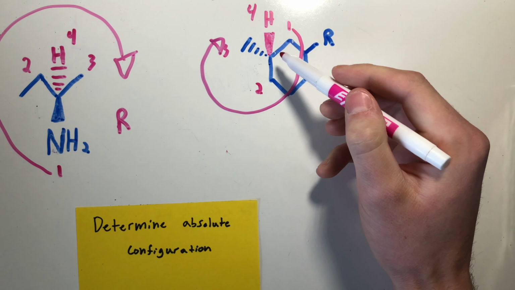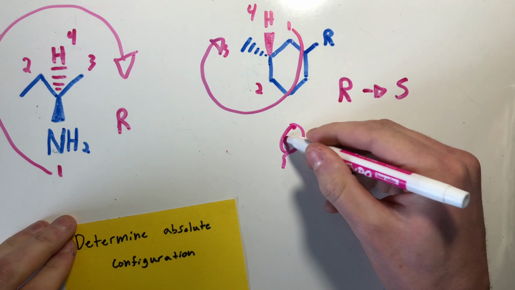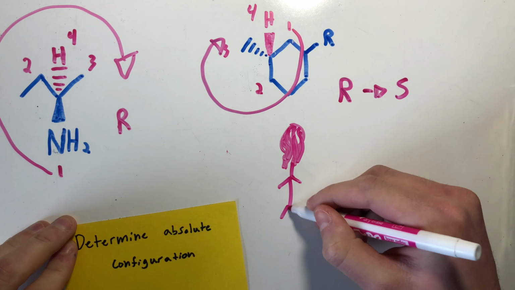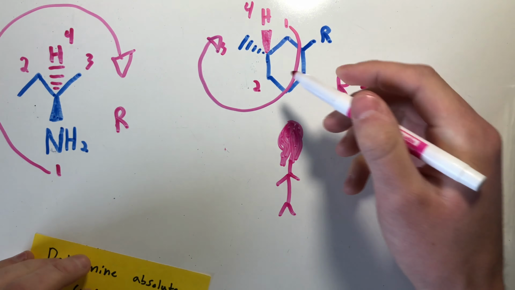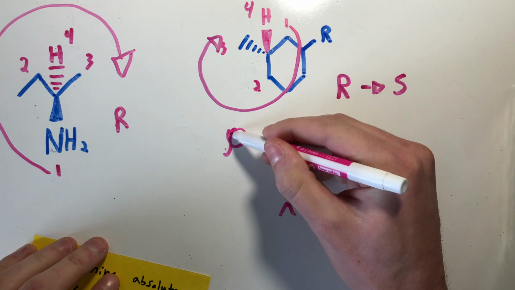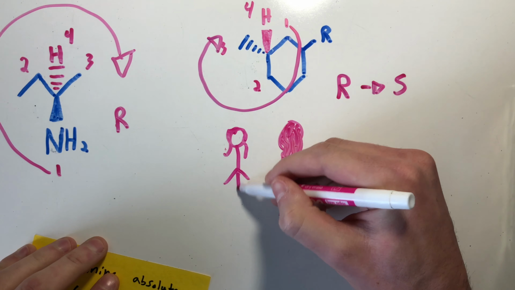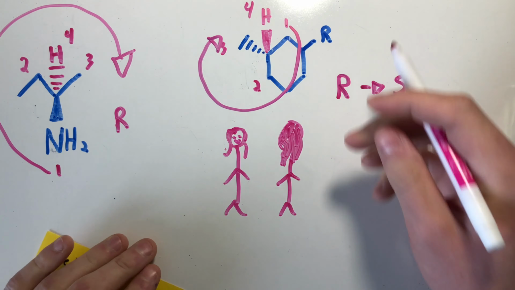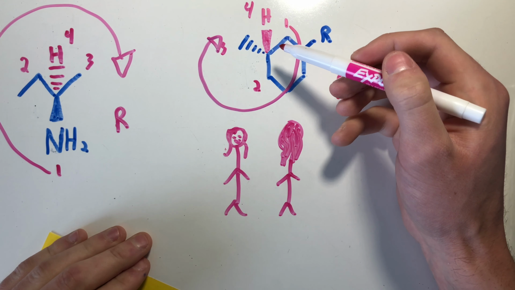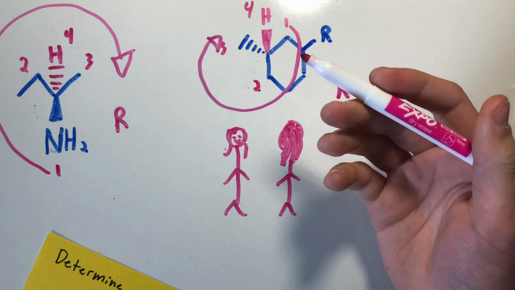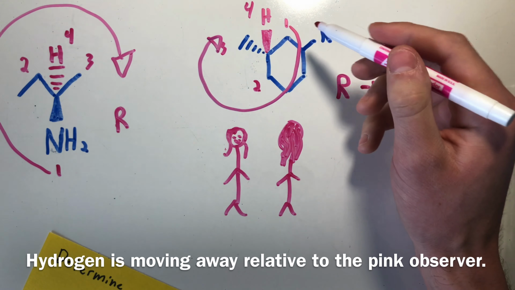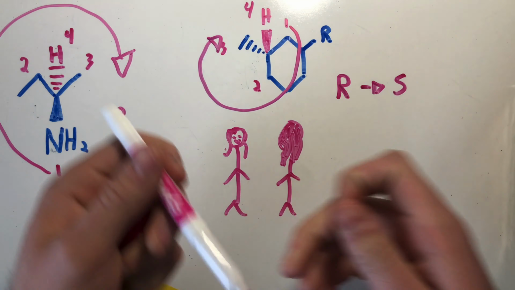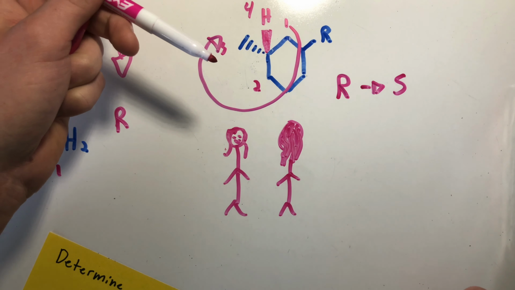So in order to do this, currently we are looking at the molecule like this. We're looking at the molecule from this angle. However, we want to get behind the molecule and look at it like this, from behind the molecule, so that our hydrogen is coming towards us in the plane. So if we were to be standing behind the molecule and draw a new thing, I would draw like this, and it would be S.